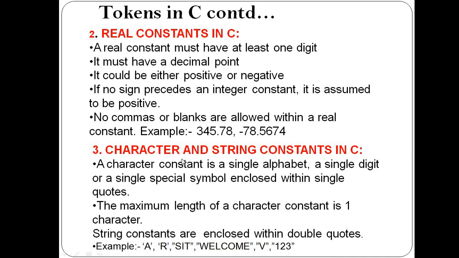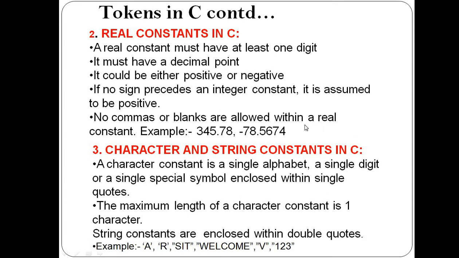The third type of constant is, third and fourth combined, that is character and string constants in C. A character constant is a single alphabet, a single digit or a single special symbol enclosed within single quotes. The maximum length of a character constant is 1 character, and string constants are enclosed within double quotes. Character constant means what? Either we can use a single character, a single digit or a single special symbol. Those are enclosed within what? The single inverted comma. And the maximum length of what?